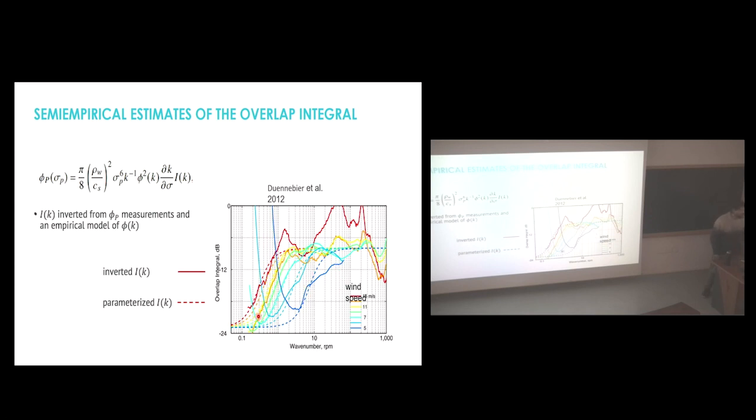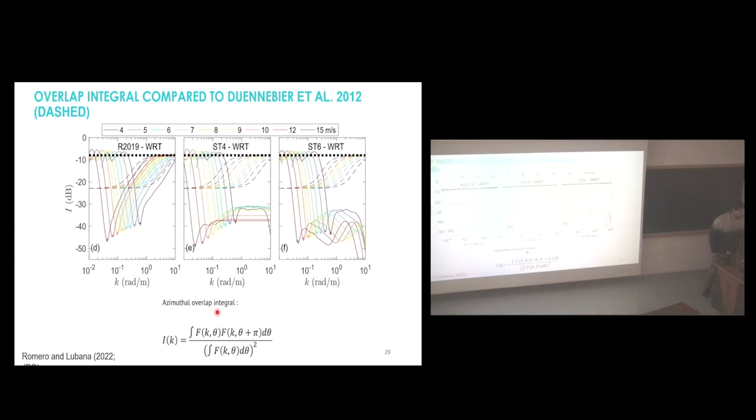And the dashed lines, they came up with a parametrization for this overlap integral that tells you how much energy there is at a given frequency or wave number in decibels. And if you compute that for solutions for ST4, ST6, and with my parametrization, we begin to approach that parametrization very well into the order 1 meter waves.